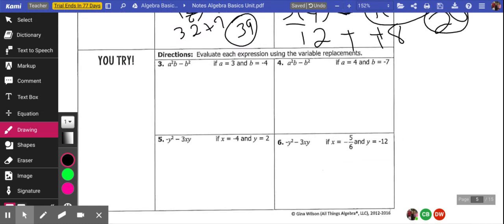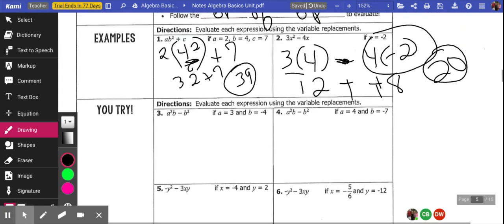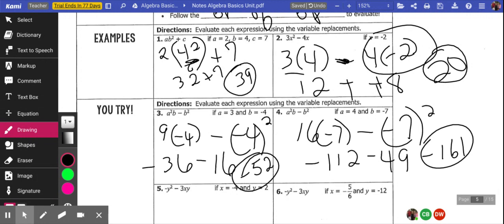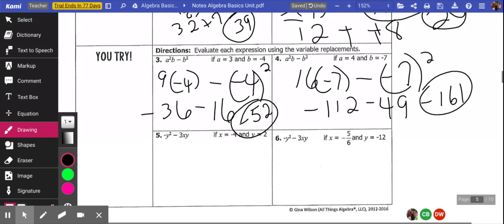Okay, I am going to pause the video, and I want you to do number 3 and 4, and then I will write my answers in, and you see if you get those. Hopefully you pause those and work those out and see if you get these. I tried to show a lot of my work. Okay, let's do number 5 and 6 together.